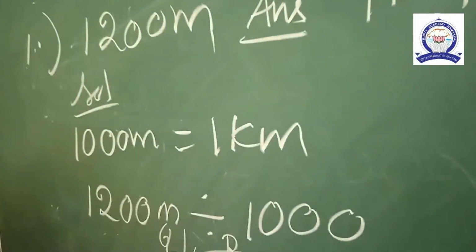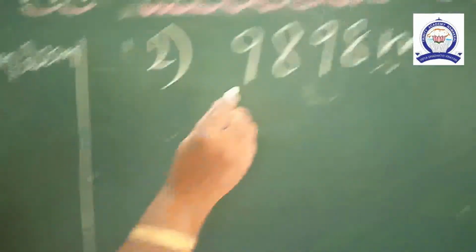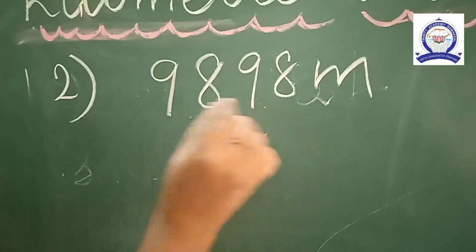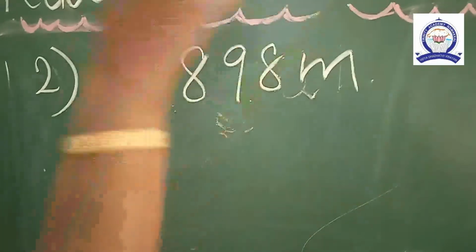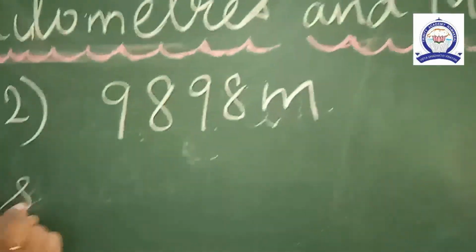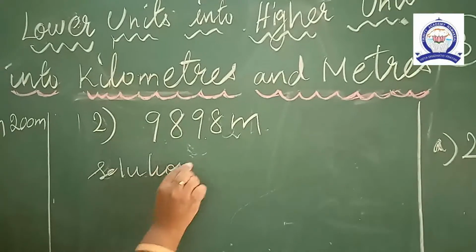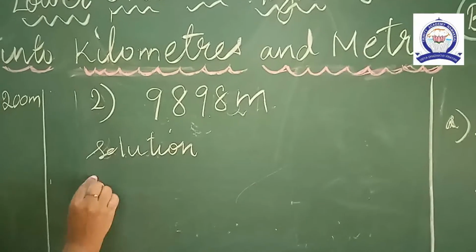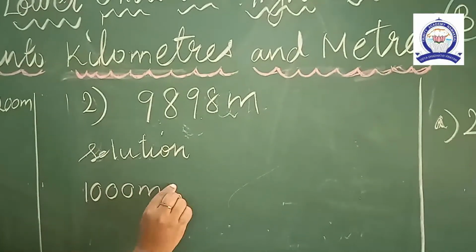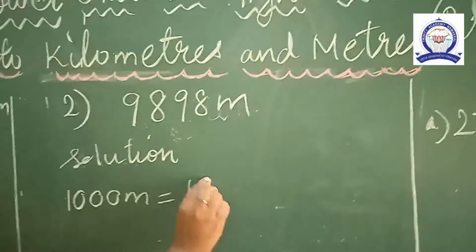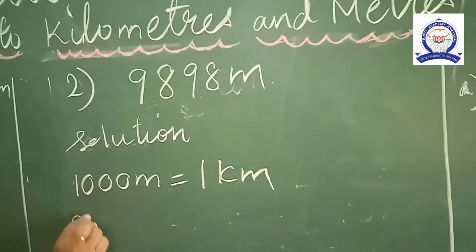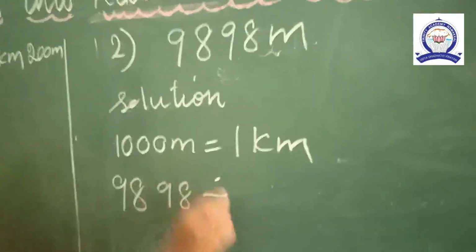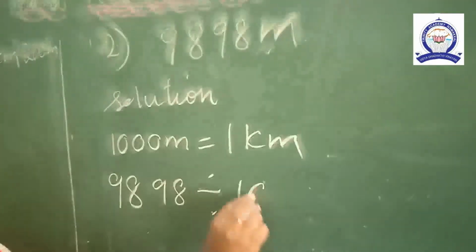Same procedure followed in the second question. Listen, 9898 meter. So we have to convert this 9898 meter into kilometer and meter. So solution for this, what I told you, we have to divide this 9898 by 1000. So first you write 1000 meter is equal to 1 kilometer. Next, 9898 divided by 1000.